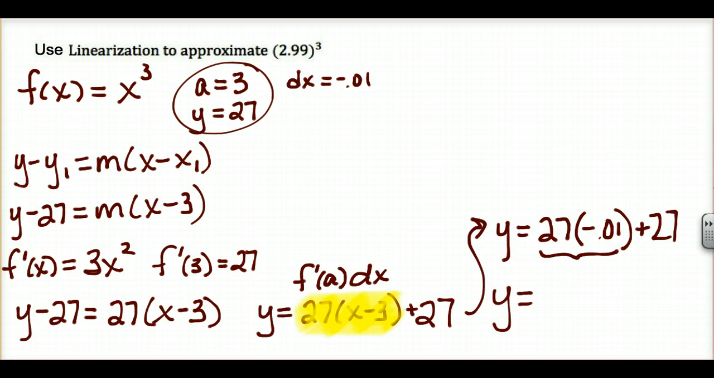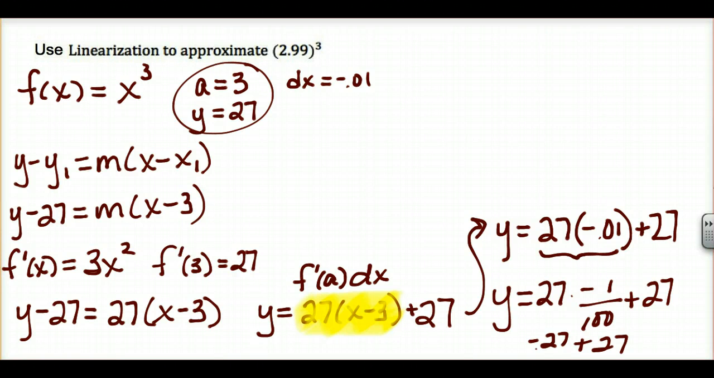Let's see, 27 times negative 1 over 100 plus 27. And you can figure it out from there, but negative 0.27 plus 27. So it's a little under 27, which is what we would expect. I hope that makes linearization crystal clear.